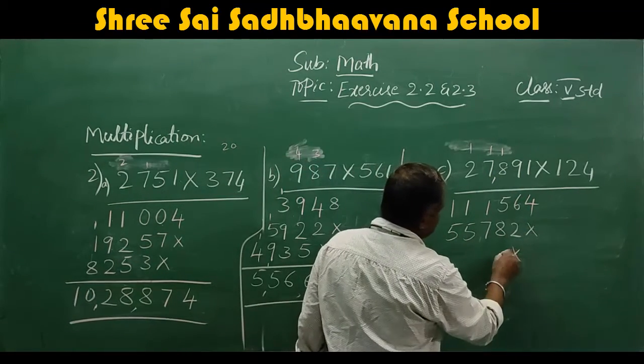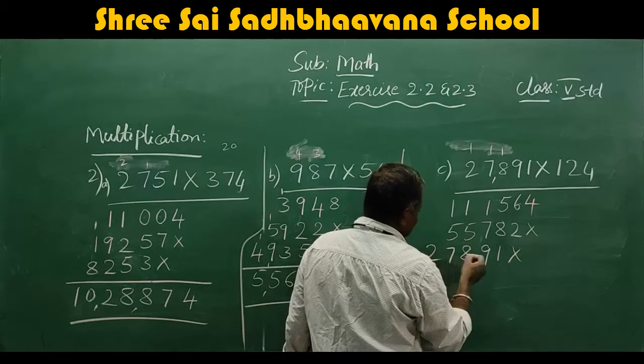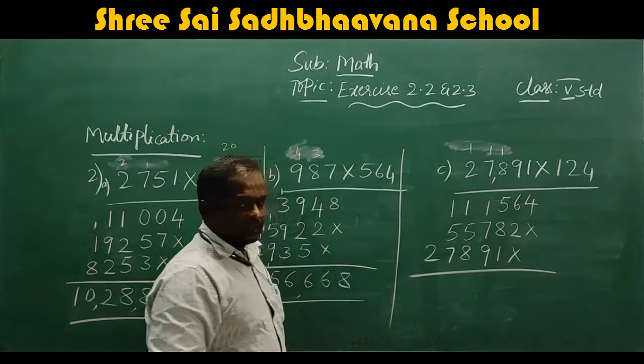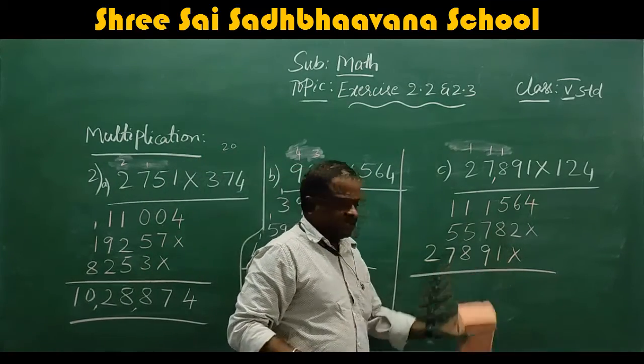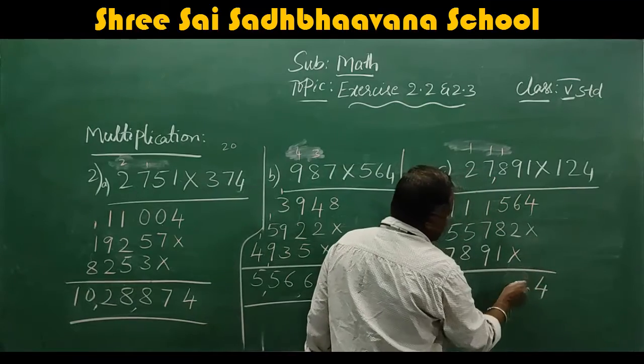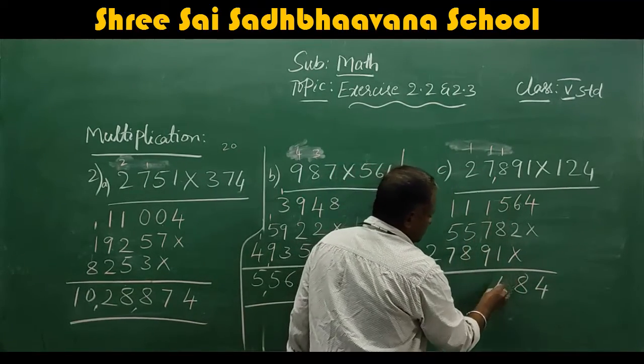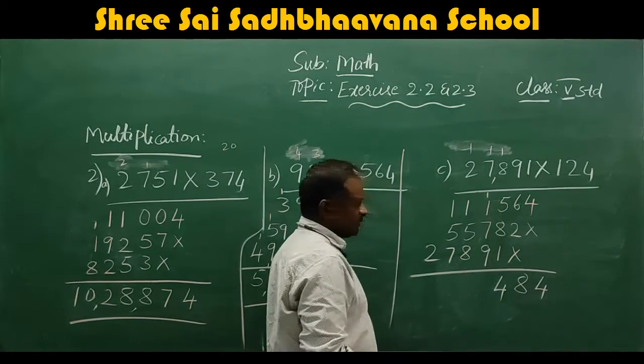Next, from 1, you get the same 1, 9, 8, 7, 2. Okay, by multiplying by 1, you are getting the same number. Okay, now we add. 4. 6 plus 2, 8. 8 plus 5, 13. Plus 1, 14. Carry 1.